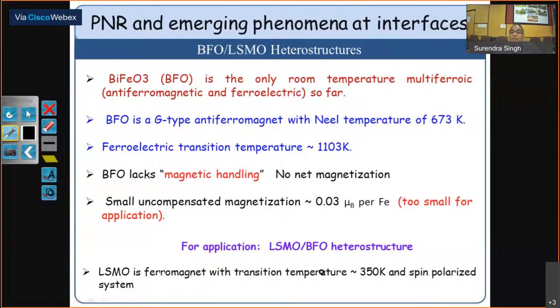Then people thought of making this kind of heterostructure, where you make a ferromagnet, which is a room temperature ferromagnet, because bulk LSMO has a 350K transition temperature. It is a spin polarized system. So if one can get any ferromagnetism in BFO, that will be very good for applications. So people thought of making this kind of heterostructures. So I will explain this.